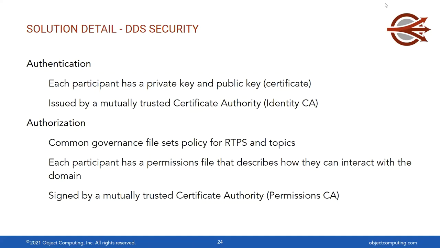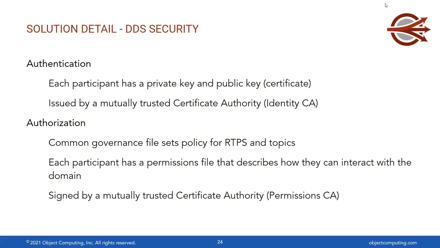Beyond that, once authentication is complete, we then have to move to authorization. For DDS Security, authorization is broken into two pieces. One is a governance file that sets a global policy that's shared by everybody. This governs how RTPS works at a network level, and also it defines certain things about topics that everyone needs to agree on for interoperability's sake.